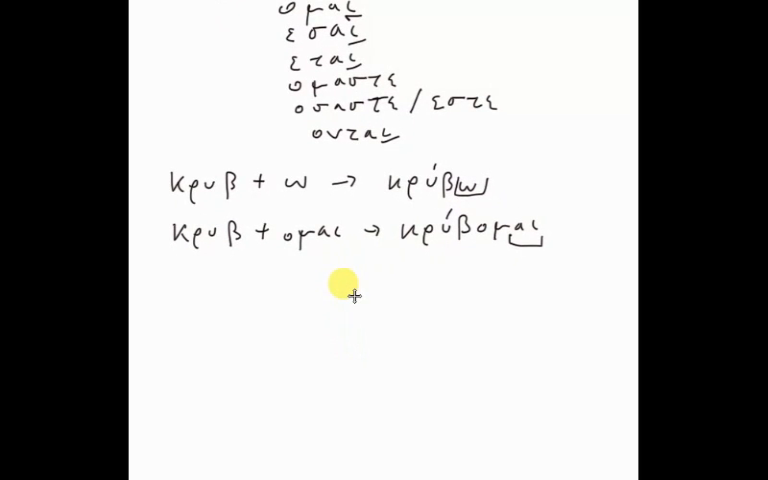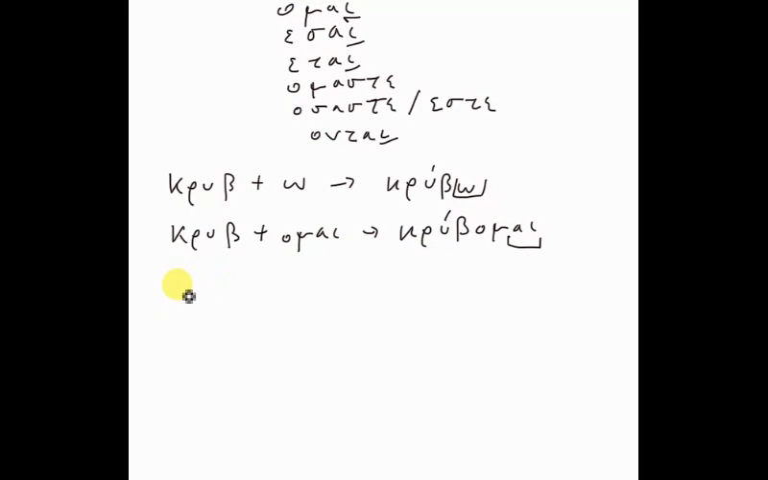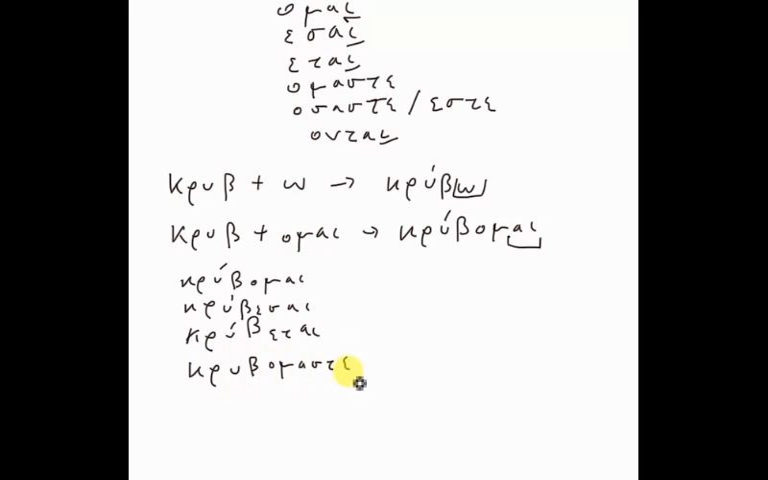Krivome. So let's just conjugate all of these. I'm just going to move this up just a bit so we can see our endings. So we have krivome, krivese, krivete, krivomaste, epsilon is short, accent goes on the antepenult, krivomaste, krivosaste, but there's also another form, which is more true to the ancient form, kriveste. Epsilon short, accent goes on the antepenult.